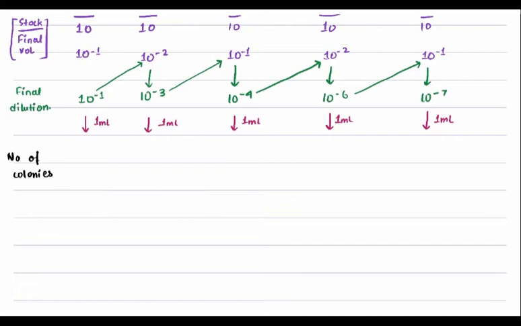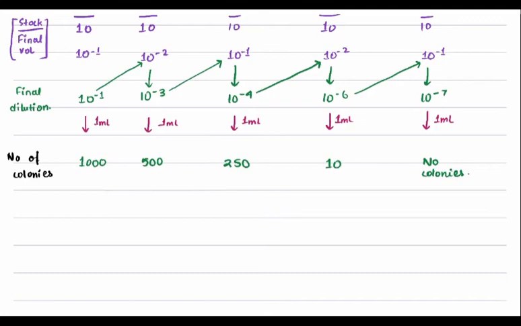So for the first dilution, the number of colonies found were 1000. For the second one, you got 500, then 250, then 10, and the final one had no colonies. Right? So these are the different dilutions that were plated and the number of colonies that were obtained.